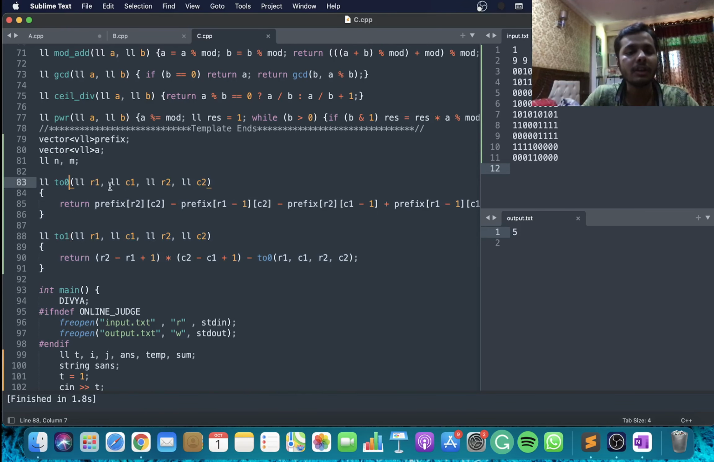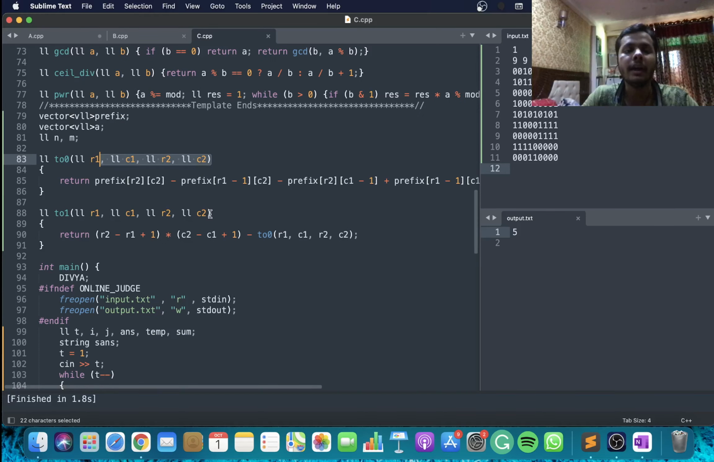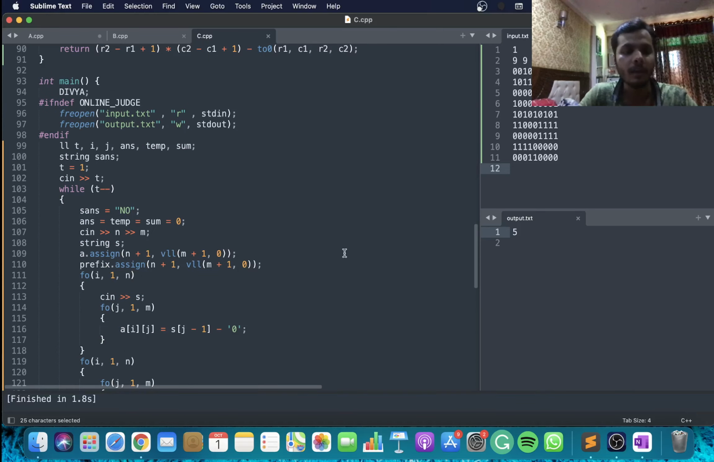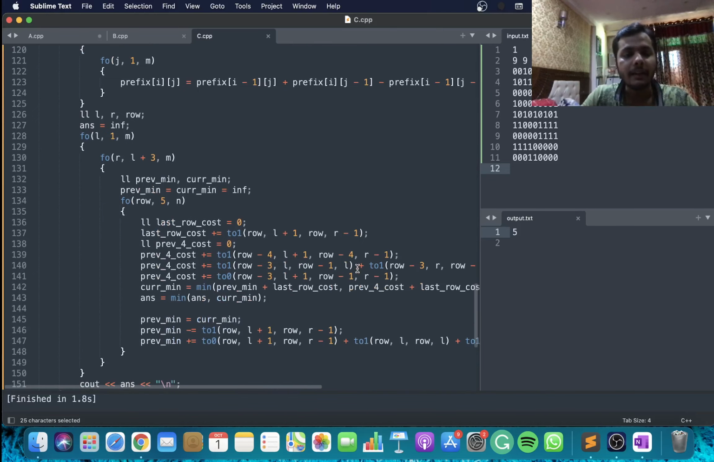So the 2 0 function takes two cells as arguments, and it basically outputs the total number of operations which we need to convert everything in this particular subrectangle to 0. And this 2 1 function similarly returns the total number of operations which we need to convert everything in this subrectangle to a 1. Right, so with that in mind, we do as what I have told.